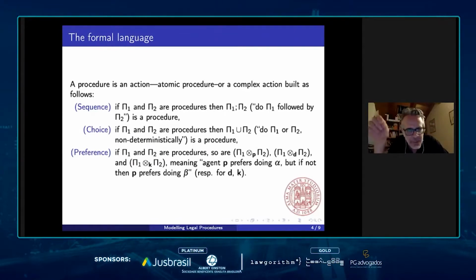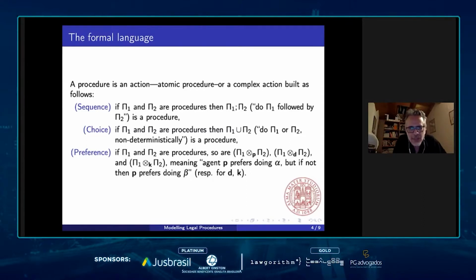You can have a choice. So basically, you have that pi1 is one option and pi2 is another option. And then we can have the third option, which is the preference. So basically, you have two or more procedures or actions in the simplest case, and you can have a preference ordering among them, and you may have different preference ordering depending on the agent.